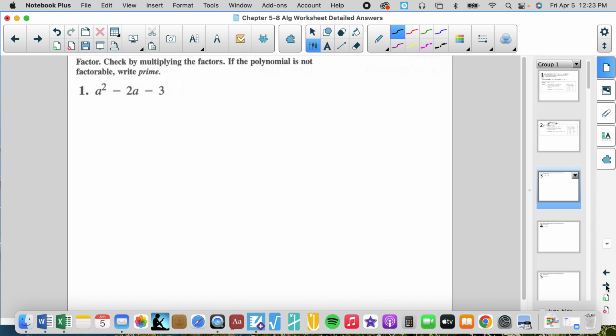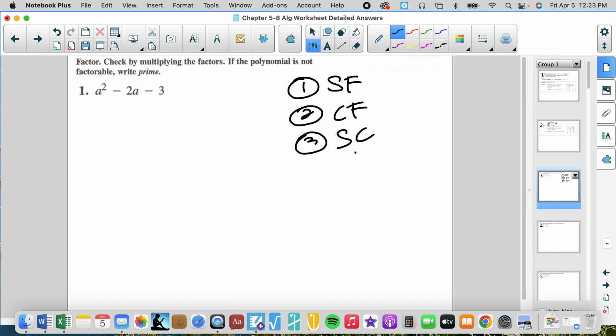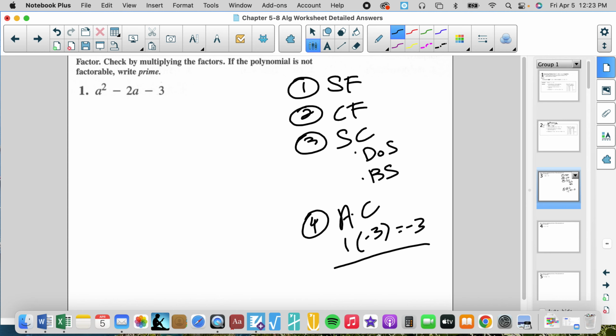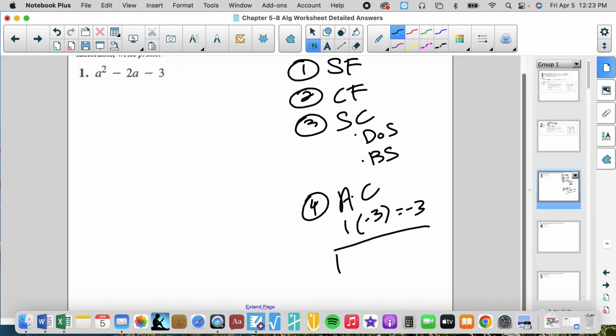We're still going to go through the same process. Is it in standard form? Is there a common factor? Is it a special case? Is it a difference of squares? Is it a binomial square? And if not, which all of these will not be, we are going to do a times c, where a is 1, c is -3. We find factors of 3, which are 1 and 3.